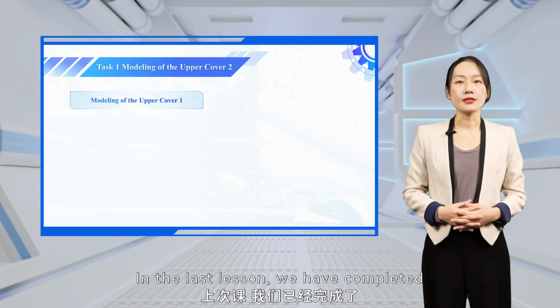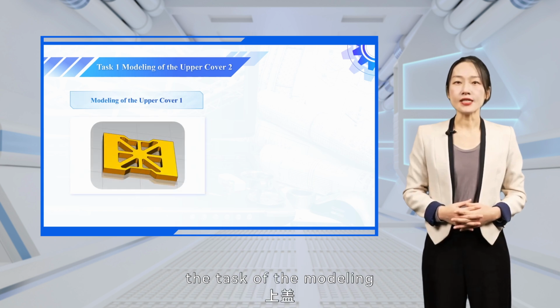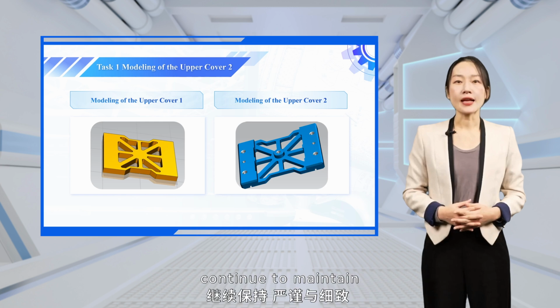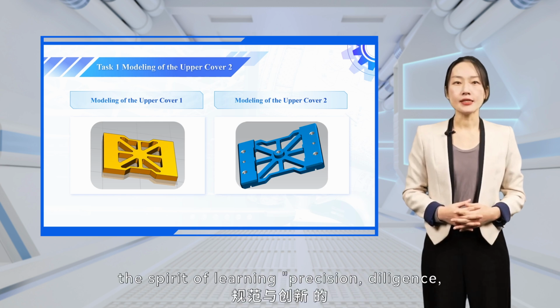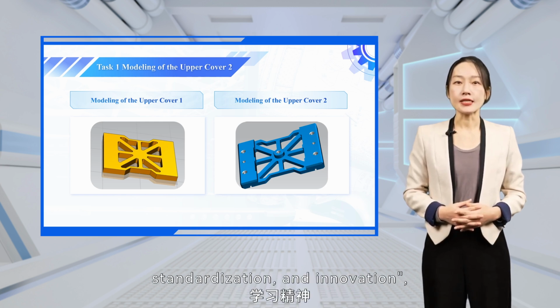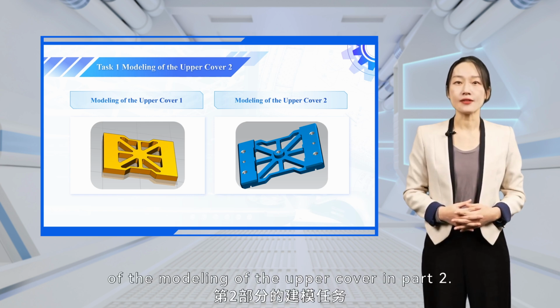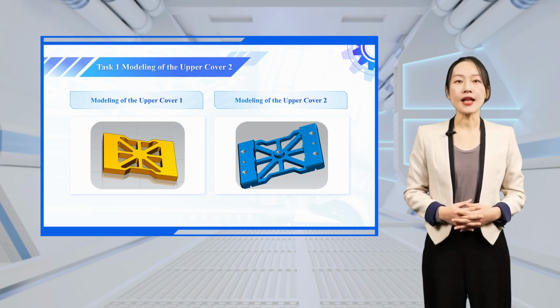In the last lesson, we completed the task of the modeling of the upper cover in part 1. So in this lesson, let's open the UG software, continue to maintain the spirit of learning precision, diligence, standardization, and innovation, to complete the task of the modeling of the upper cover in part 2.